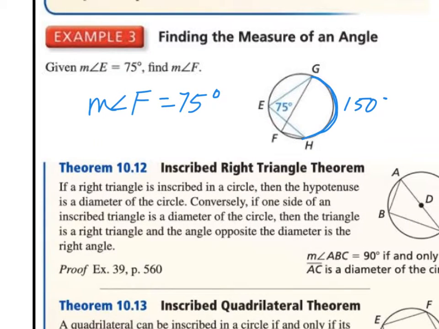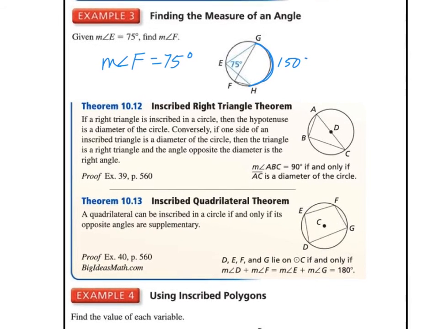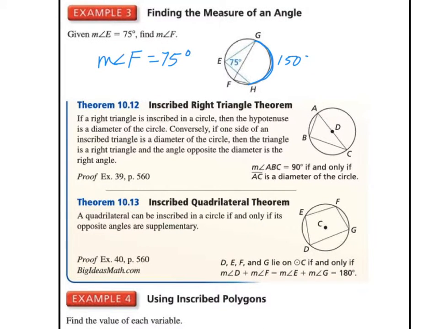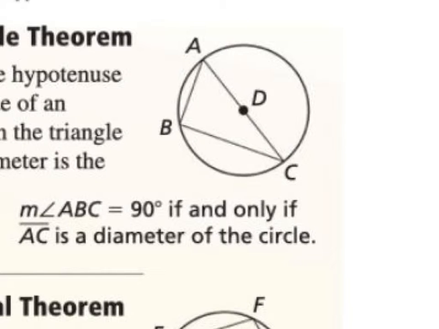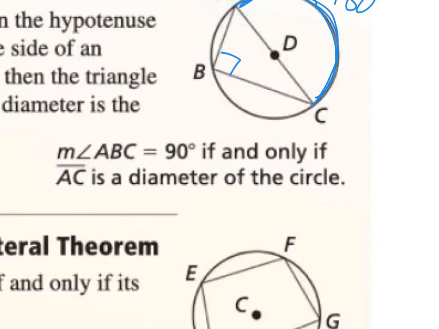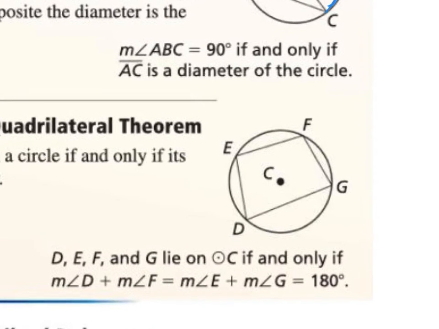Okay, last thing. If you have an angle that intercepts a semicircle, so it intercepts and goes to a diameter, like this, the arc measure would be what then? 180. And so what does the inscribed angle here have to be? 90. Makes sense? Okay. Next theorem is about quadrilaterals.